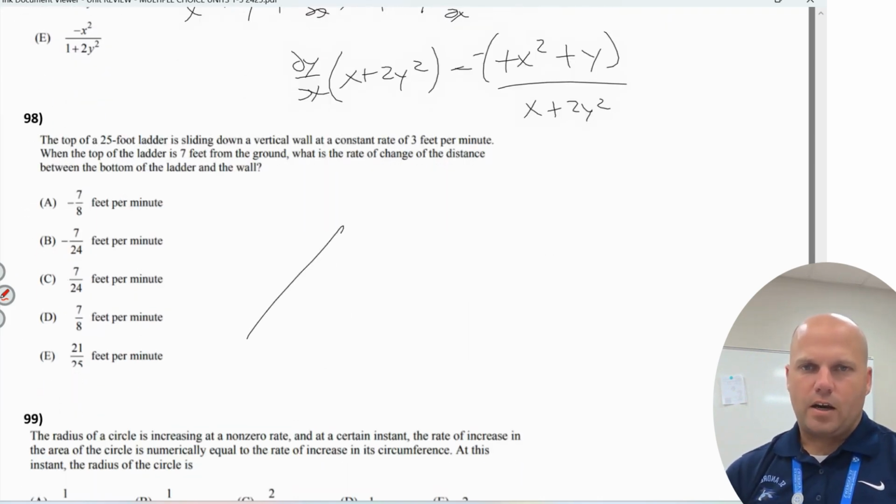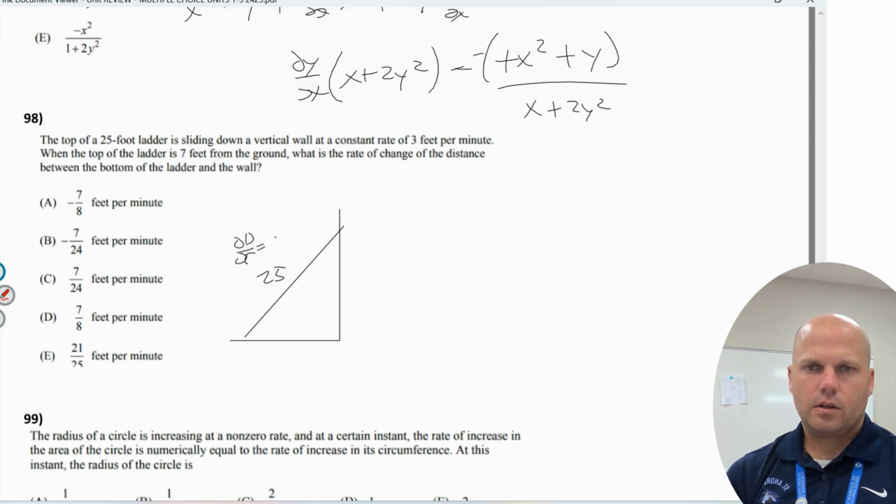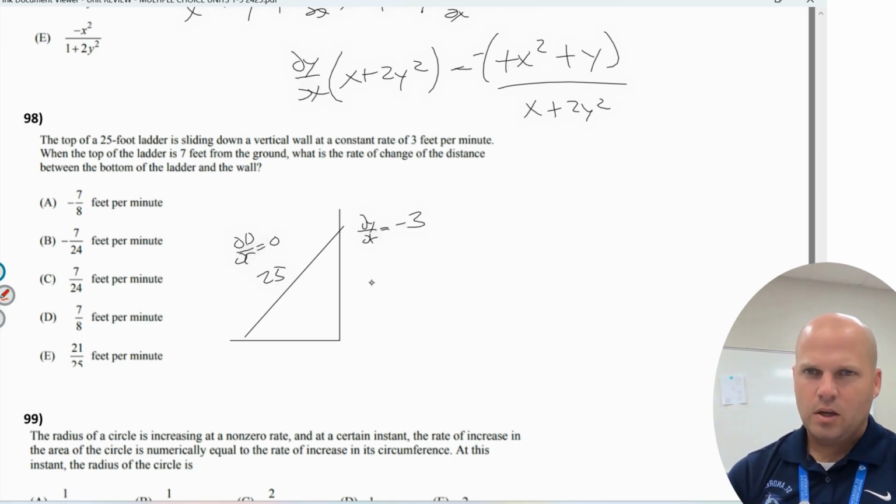Yay! 25-foot ladder. Hooray! We got the ladder problem. Yeah, you guys are ready for this ladder problem, I think. The ladder problem is key to know that the ladder is not changing its length. It's sliding down, means the y distance is changing by negative 3 feet per minute when the top of the ladder is 7 feet to the ground. How is the x distance changing?